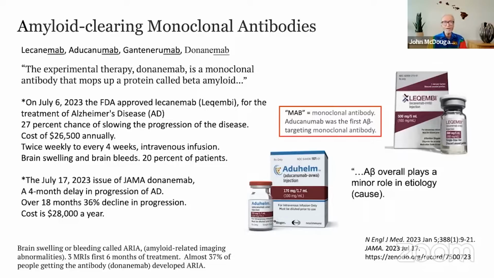So they saw at best a 4-month delay in progression. And over 18 months, there was a 36% decline in progression. All right, 27%, 36%. Keep those numbers in mind. Cost, similar, $28,000 a year. But in this case, 37% of the people treated had problems that they refer to as amyloid-related imaging abnormalities. In other words, brain damage, swelling, bleeding of the brain from the drug.